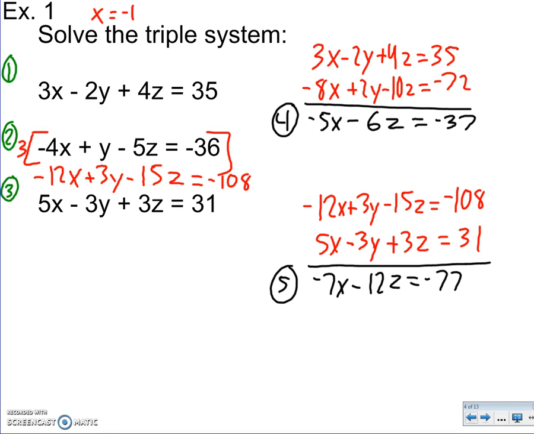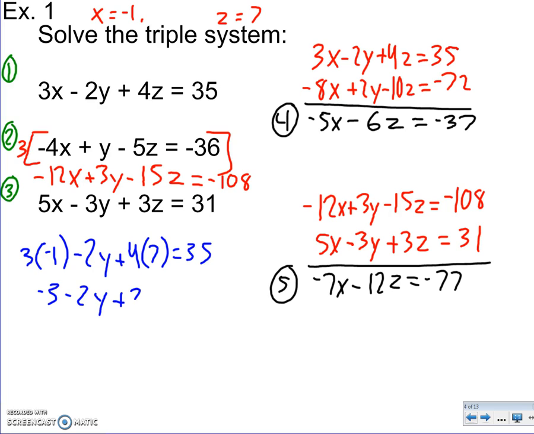X is negative 1, z is 7. I'm going to use equation 1. So if I use equation 1, 3 times x, 3 times negative 1, minus 2 times y, plus 4 times z, which is 7, gives me 35. Algebra, so negative 3 minus 2y plus 28 equals 35.